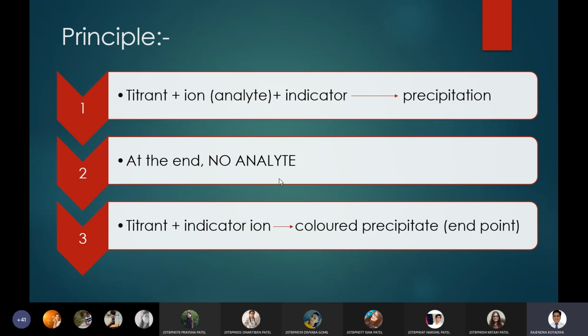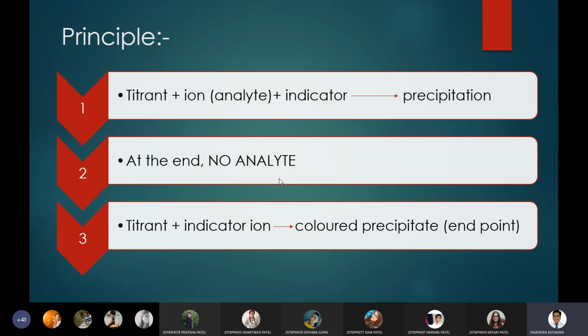So what does it indicate when there is a color change? What will be our inference? The titrant has started reacting with the indicator and the analyte is over. Yes, that shows the reaction between titrant and analyte is over, or the concentration of analyte is no longer left. So the burette reading at which the color change appears shows our end point.